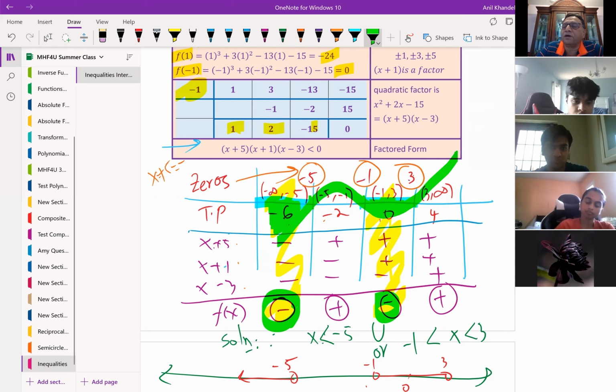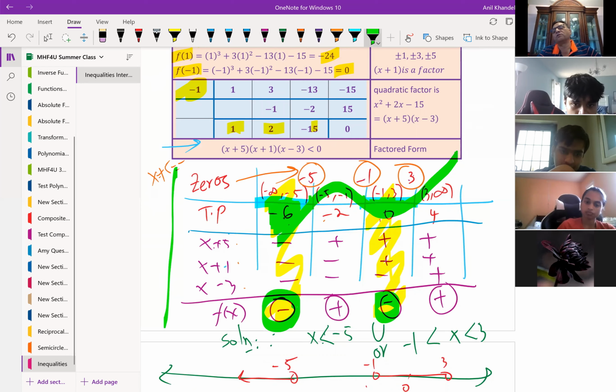Calculations are important because now we'll be learning other functions, rational functions and some others, where graphing is very difficult. For polynomials, the graph is easy, you could do that, but not for others. And therefore, you have to understand how we solve inequalities using this table. Is that clear to you all?